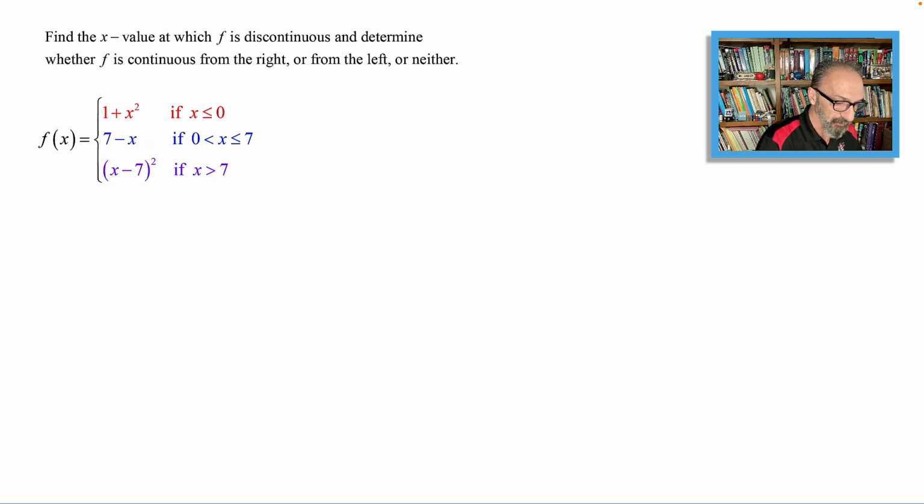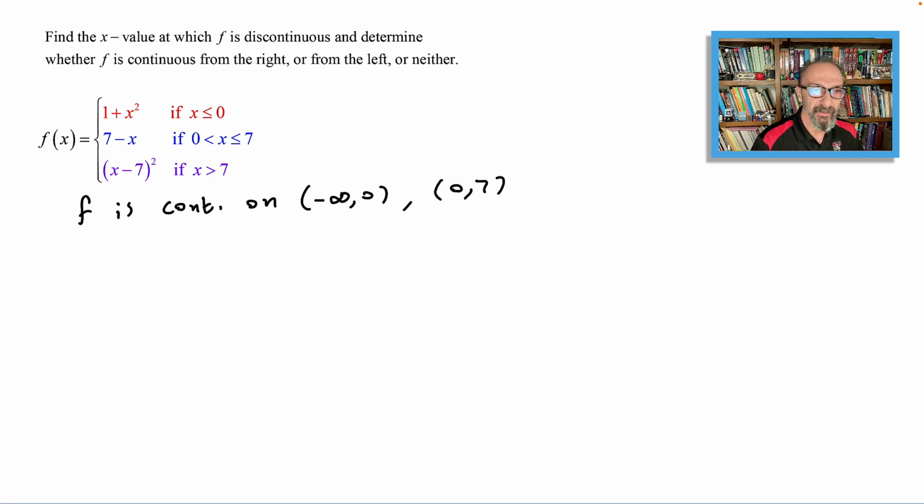So let's write this down. F is continuous on the open intervals, negative infinity to 0, that's the first piece, 1 plus x to the second, and from 0 to 7, that's the second piece, and 7 to infinity, that's the third one.